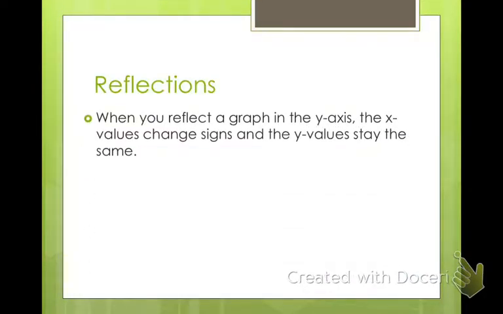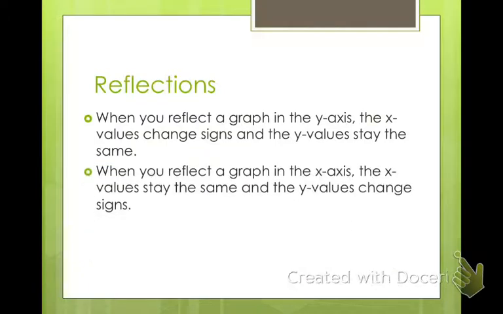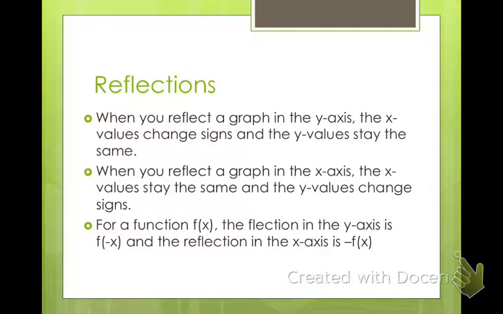And when we do reflections, we can reflect across either axis. When you reflect across the y-axis, the x values change signs, but the y values stay the same. And when you reflect across the x-axis, the x values stay the same, and the y values change. So they do opposites. So if you're going to reflect across the y-axis, you do the opposite of all the x. Whereas if you reflect across the x-axis, you do the opposite of everything.